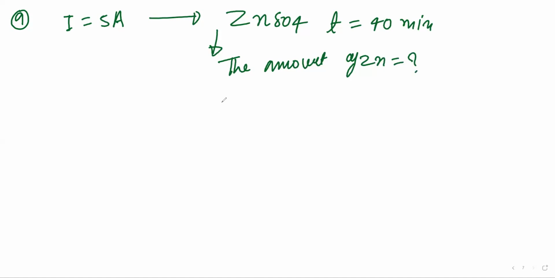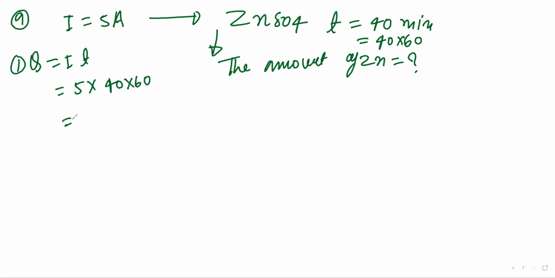So see here, current and time values are given. So convert into seconds, so it will be 40 into 60. Now we know the value Q equals I T. This is the first formula. Q is charge, I is current. So it is 5 into 40 into 60. It will be how much? 5 into 4 is 20, 20 into 60, so it will be 12,000 coulomb.